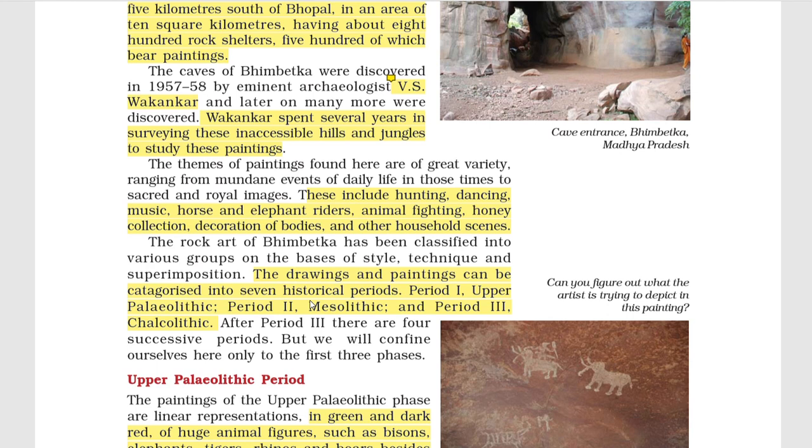In Bhimbetka, we could see in some places 20 to 30 paintings overlapping one another. These overlapping paintings were also clearly studied by V.S. Vakankar. And in Bhimbetka, we can see many paintings in which animals fight among themselves or humans hunting. We can even see elephant riders, horse riders, and decoration of the body. We could see a human body, a woman either in nude form or having certain decorations on the body. This kind of scenes are depicted in the Bhimbetka paintings.